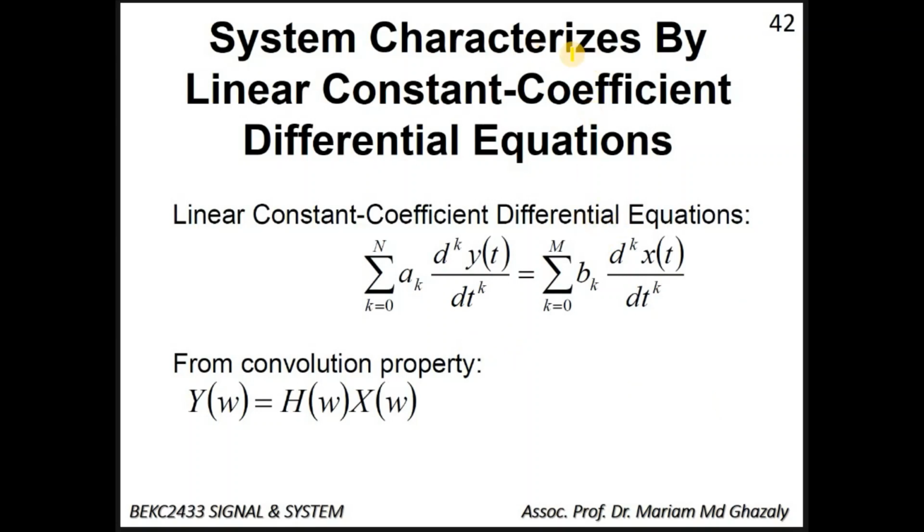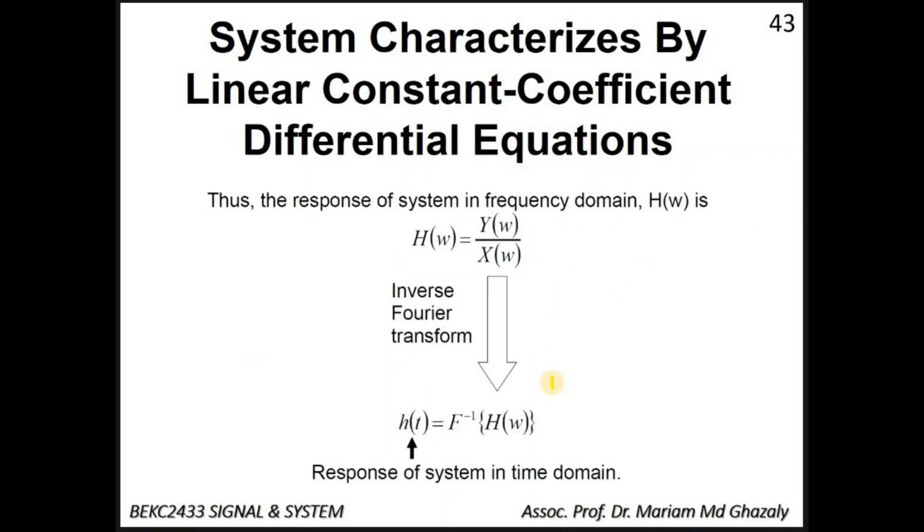Now let's go to the system characterized by linear constant coefficient differential equations. For this case we are going to have a series of differential equations. So how do we use the convolution property for this next example? By using the convolution property here, Y(ω) equals H(ω) times X(ω). So we are going to use the inverse Fourier transform to get h in terms of time domain, which is the response of the system in time domain.